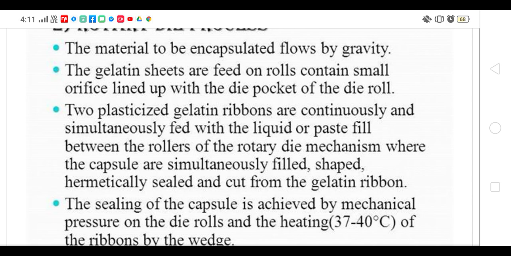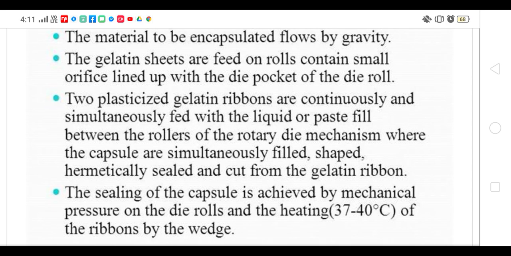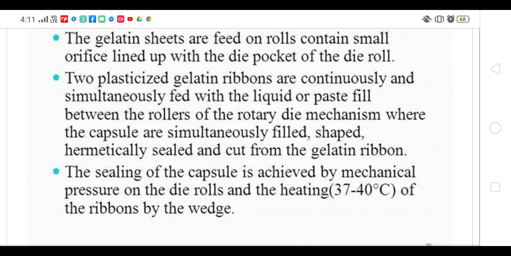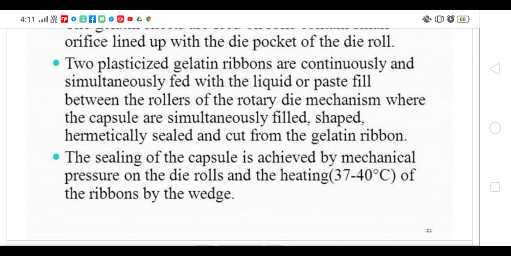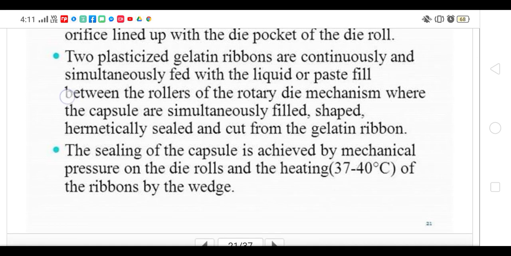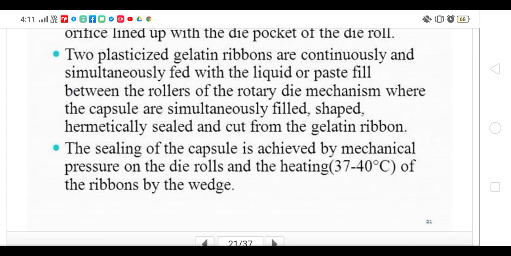Two plasticized gelatin ribbons are continuously and simultaneously fed with the liquid and paste between the rollers of the die, where capsules are simultaneously filled, shaped and sealed and cut from the gelatin ribbons. This is very critical. Here we have two gelatin ribbons, which are continuously fed from both the sides on the roller, and during feeding the liquid or semi-solid paste is also sent on the roller on the rotary die mechanisms.